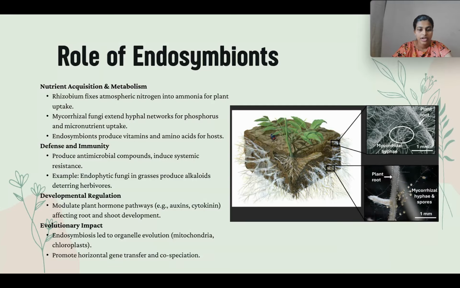In defense, endosymbionts produce antimicrobial compounds which can trigger systemic resistance, helping the host resist pathogens. They also influence developmental regulation by altering hormone pathways like auxin and cytokinins, leading to enhanced root and shoot growth. On a broader scale, endosymbionts have a role in macroevolution, driving organelle formation and promoting horizontal gene transfer.